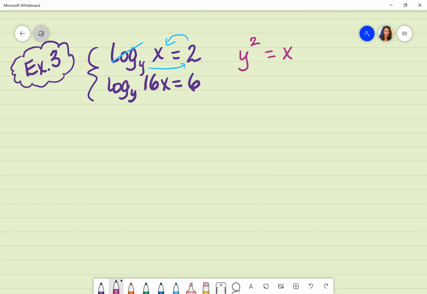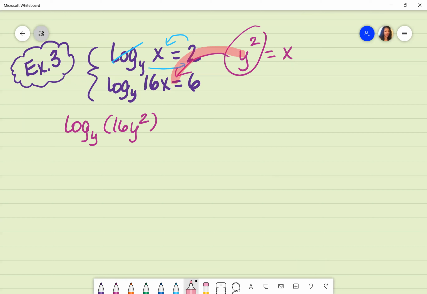So on the second one, I'm just going to leave it as is. And I am going to substitute this in for x because I said it equals x, right? So that's what I'm going to do. And that would look like log base y of 16 times, this x is now y squared. Just follow my arrow again. That is x. And that's going to be equal to 6.